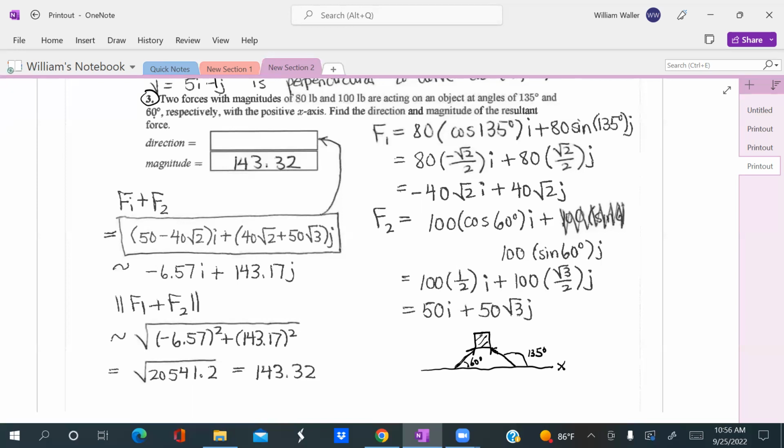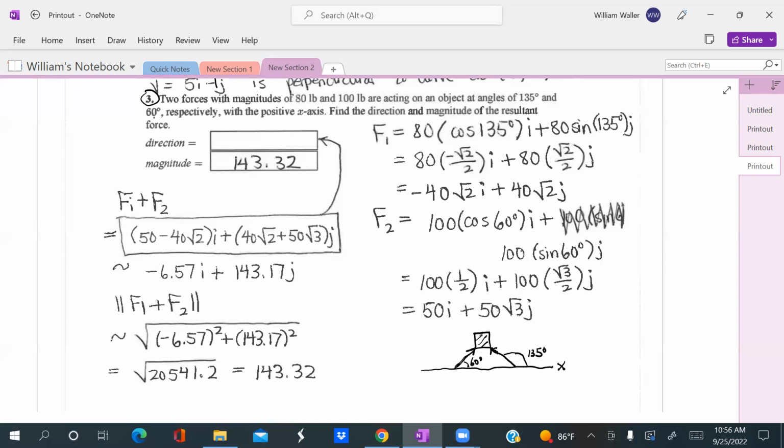So one of the forces is acting on the object at an angle of 135 degrees. That's the one that has 80 pounds of force. And then you have another force that's acting on the object at an angle of 60 degrees with the x-axis. And that force is 100 pounds.